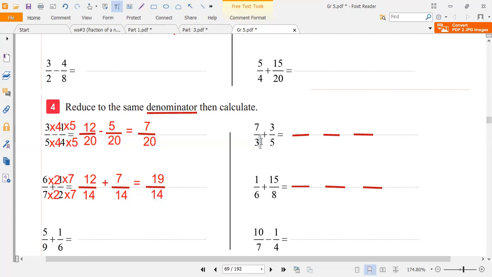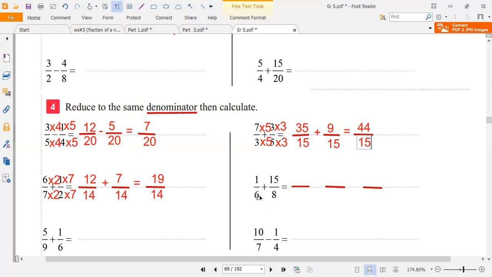So here we have to multiply them by each other. 3 times 5 and 5 times 3. 7 times 5, 35. 3 times 5, 15. Plus 9, 15. Now they have the same denominator, so we can add them. We add the numerators and we keep the denominator. We get 44/15.